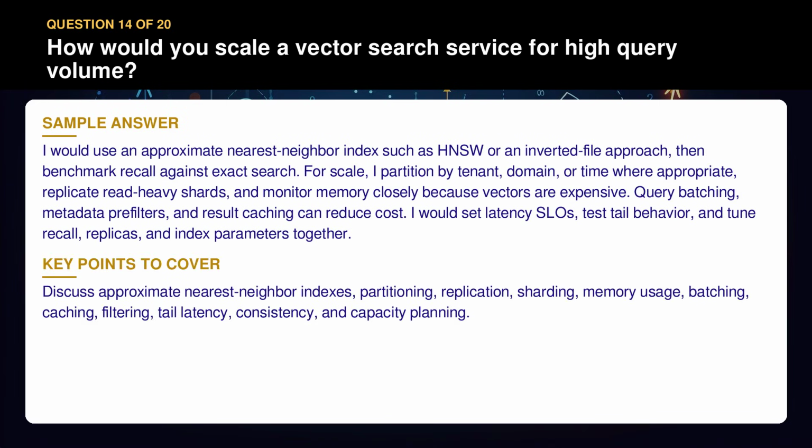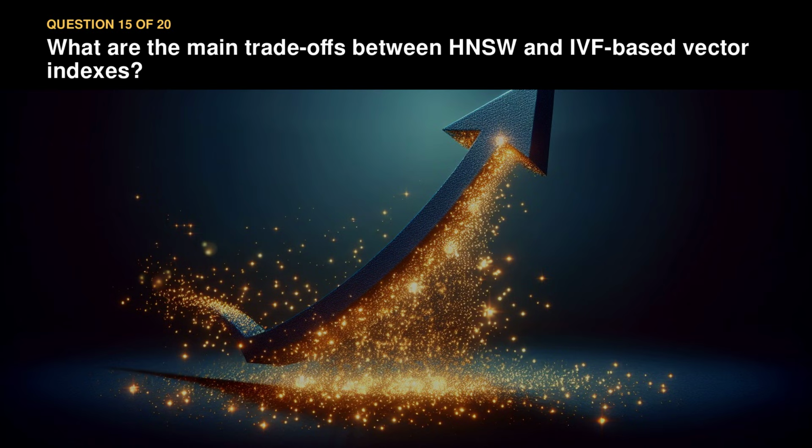Discuss approximate nearest neighbor indexes, partitioning, replication, sharding, memory usage, batching, caching, filtering, tail latency, consistency, and capacity planning. Question 15. What are the main trade-offs between HNSW and IVF-based vector indexes?